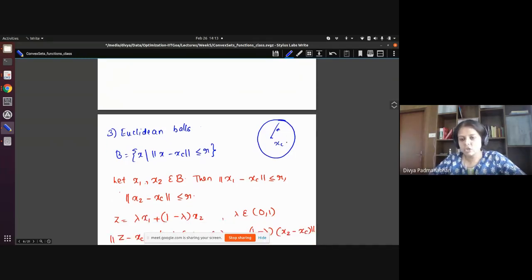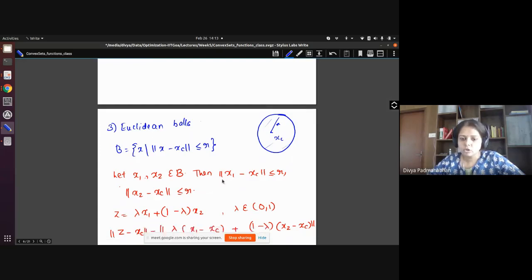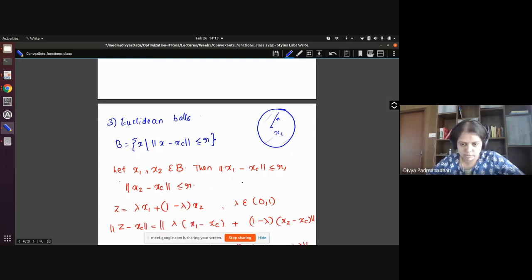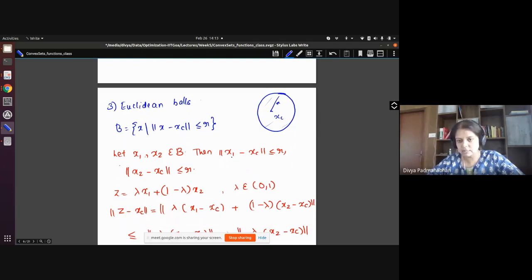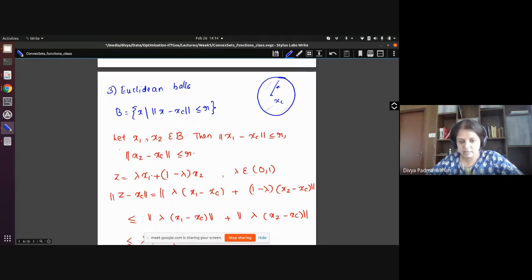By the geometry, it's of course very clear. It's basically the inner part of this circle. You could also use the definitions to prove it, and the proof is quite simple again. Take two elements of this ball, so the distance from xc is at most r for both of them. Then you take z equal to lambda times x1 plus 1 minus lambda times x2, and you want to say that this also lies within a distance of r.